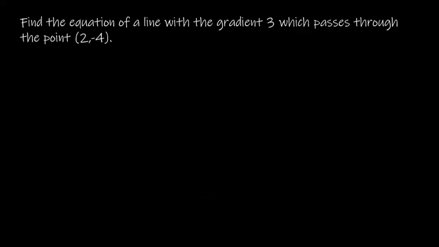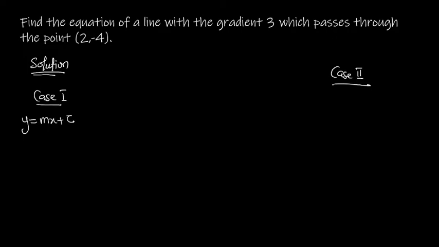Alright, so let's have a look at another example. We have to find the equation of a line with gradient 3 which passes through the point (2, -4). So let's write down our solution. Okay, so let me say case 1 or approach 1, and then case 2 for us. You can use any of them. So in this one, I'm going to use y is equal to mx plus c.